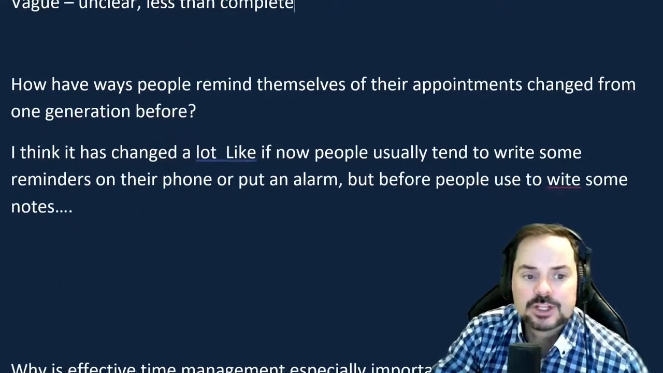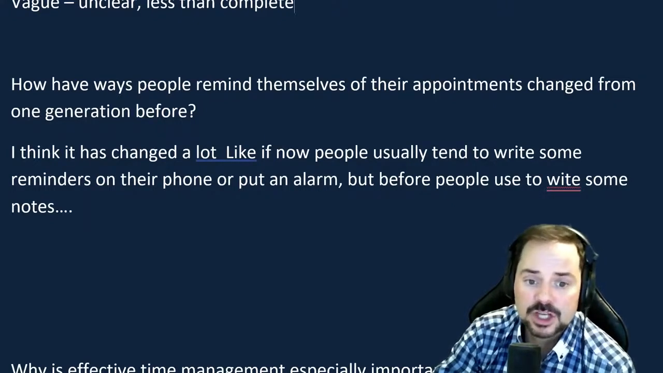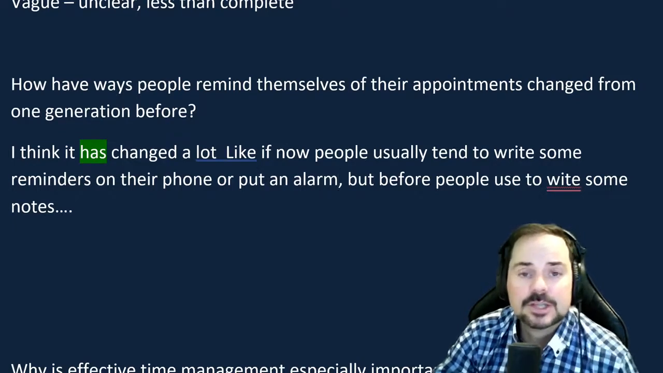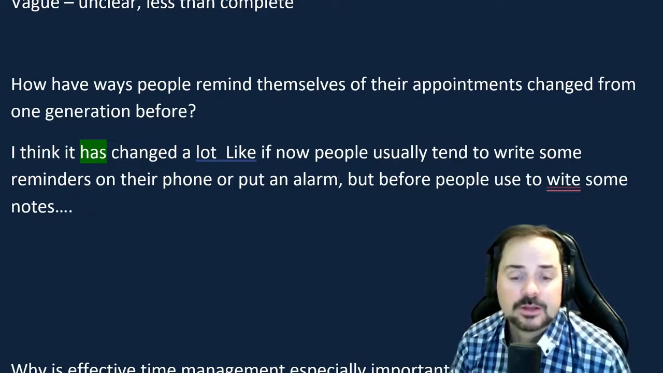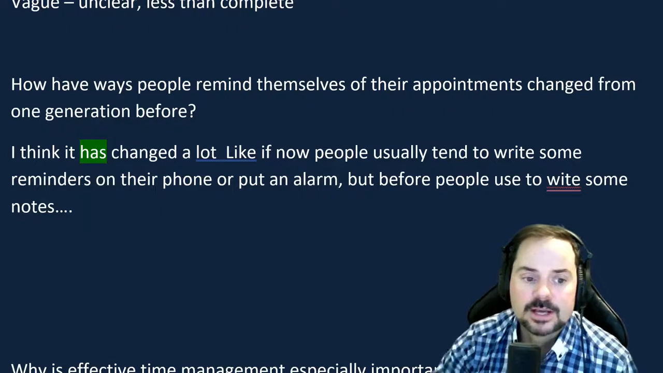I asked you this question: how have ways people remind themselves of their appointments changed? And you said, I think it has changed a lot. It was good that you used the present perfect. That was lovely. And then you said, like, if now, careful with the like, okay? Don't overuse like. Like if now people usually tend to write some reminders on their phone or put on an alarm. Be specific using software like Google Calendar. But before people used to write down notes.